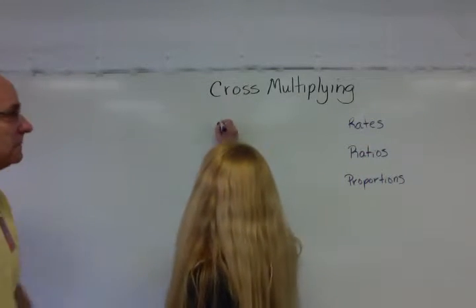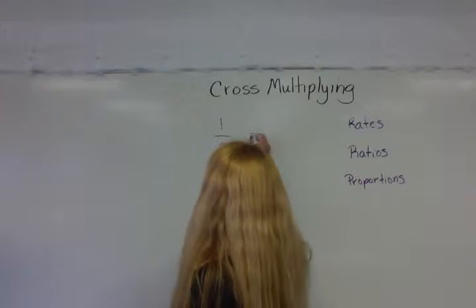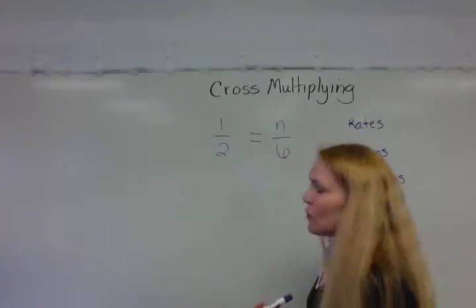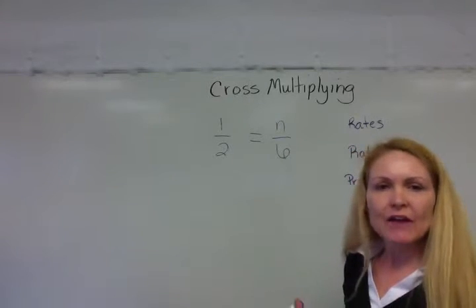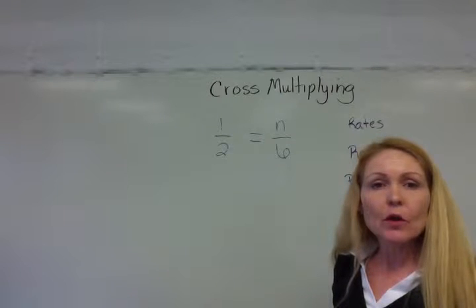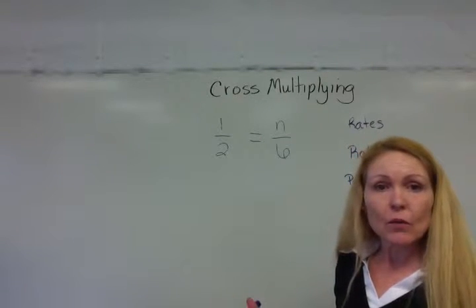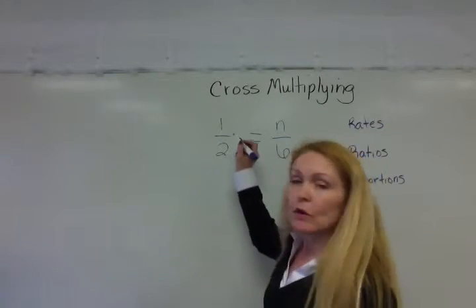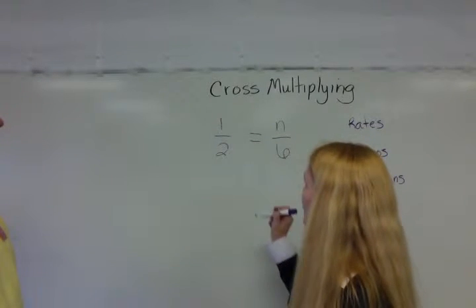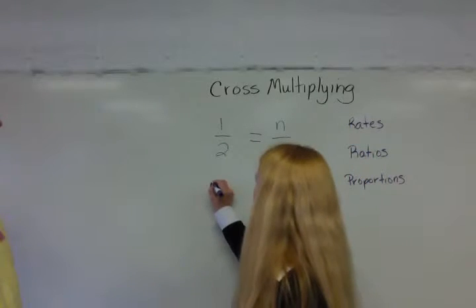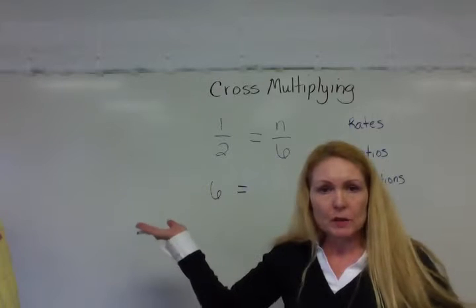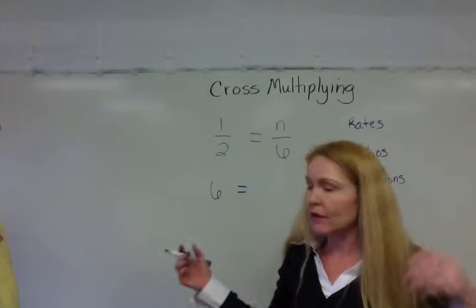So again, we have 1/2 equals n over 6. When we're solving equations, we have to solve for the variable to get our solution. In order to solve for the variable, we have to get it by itself to see what it equals. So, again, we're going to cross multiply numerator with the opposite denominator. 1 times 6 is 6. Put our equal sign in, because we've got to keep our equation balanced. We don't want one side heavier than the other.